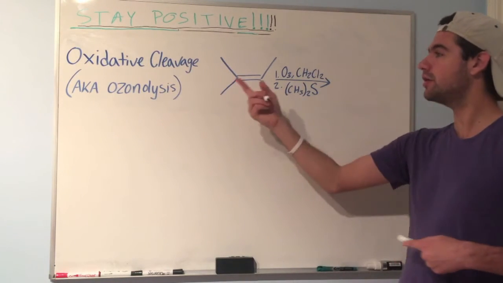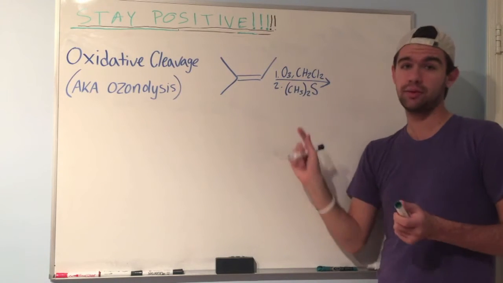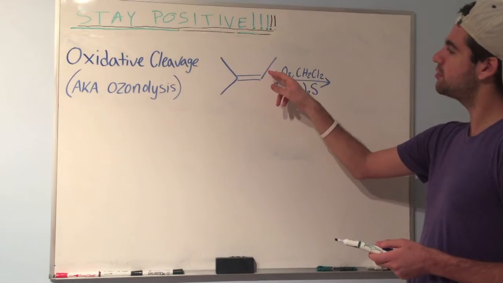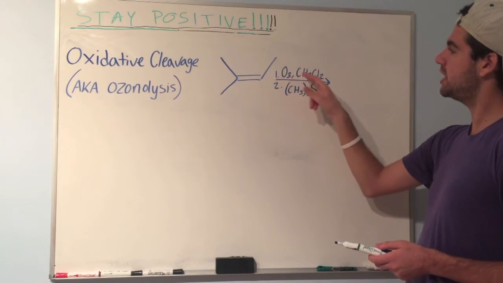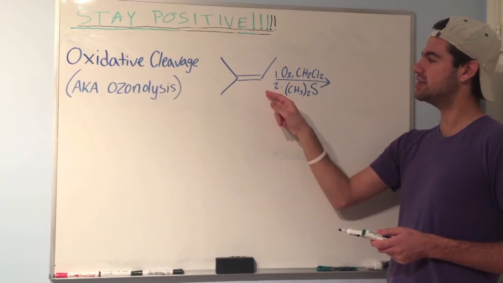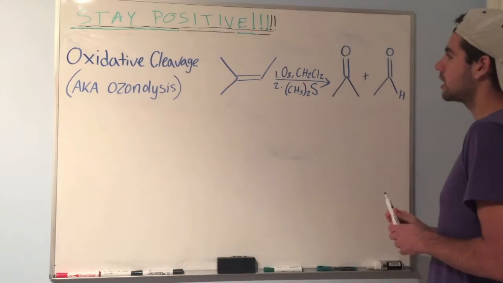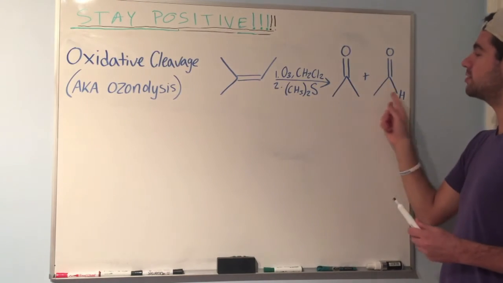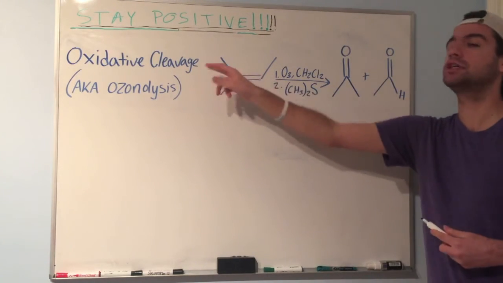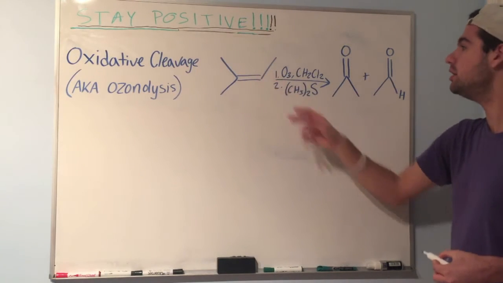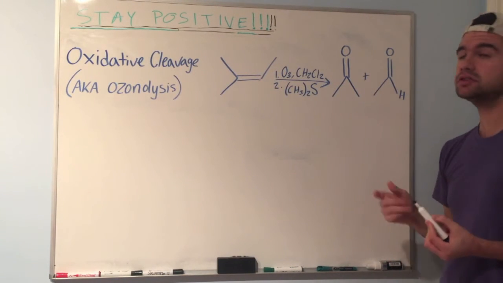And the reason it's called ozonolysis is because we're using ozone, right? Let's talk about the reagents first. First step of this mechanism, ozone, O3, and CH2Cl2, and then the second step, (CH3)2S. So the product looks like this. All right, so this is what the products would look like. Notice we end up with two products because it's cleavage, right? We're cleaving this pi bond, this double bond, and forming two molecules.